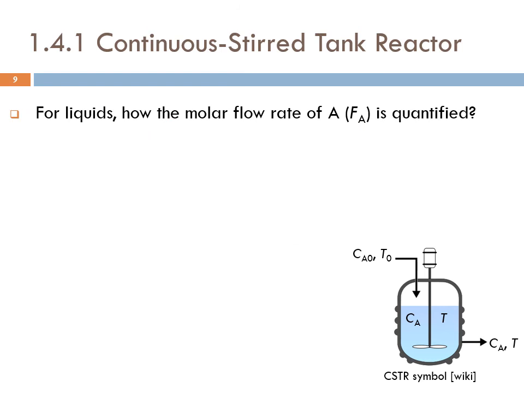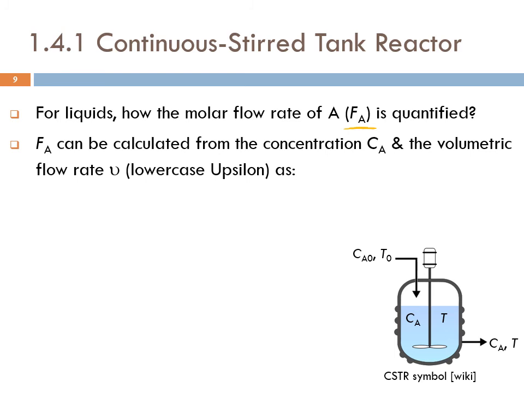Okay, let's finalize. For liquids, how is the molar flow rate of A, which is FA, quantified? This appears in the design equation. Do we use a molar flow rate meter, or do we usually do something else? FA can be calculated from the concentration Ca and the volumetric flow rate, which we refer to in this textbook as epsilon, the lowercase epsilon with a belly.